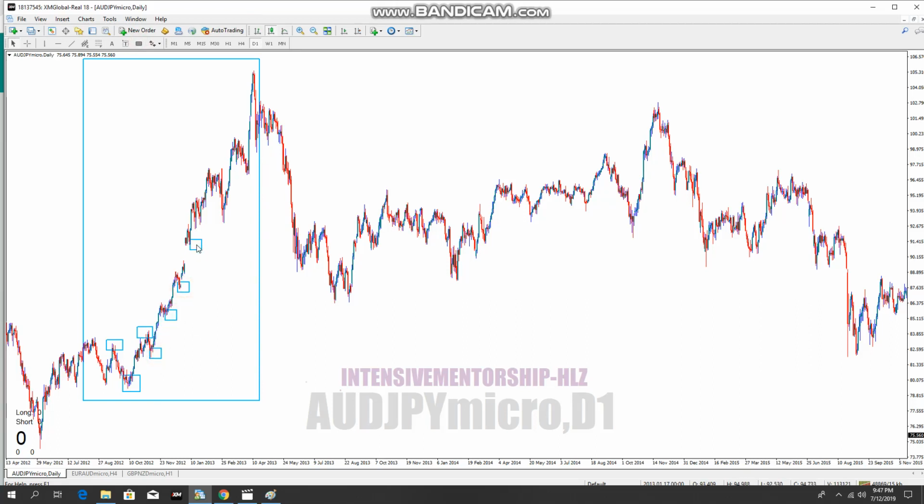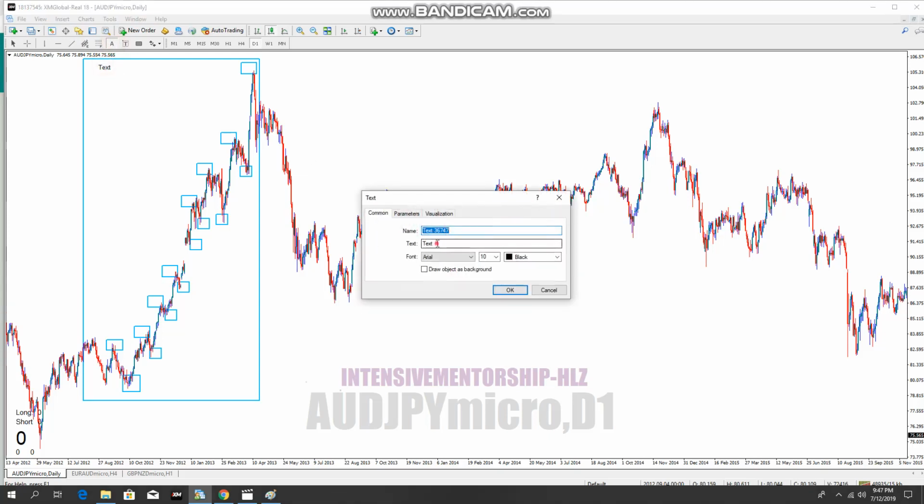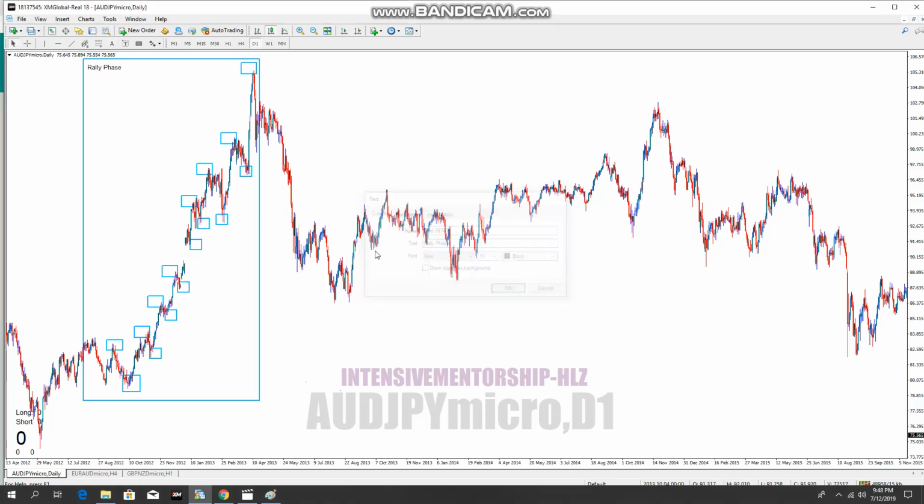For this example, I'm going to give you the daily time frame only. It's just the same. As long as you know how to identify the market structure, that will be good enough. So higher high, higher low, higher high, higher low, and so on. So this is a rally phase.